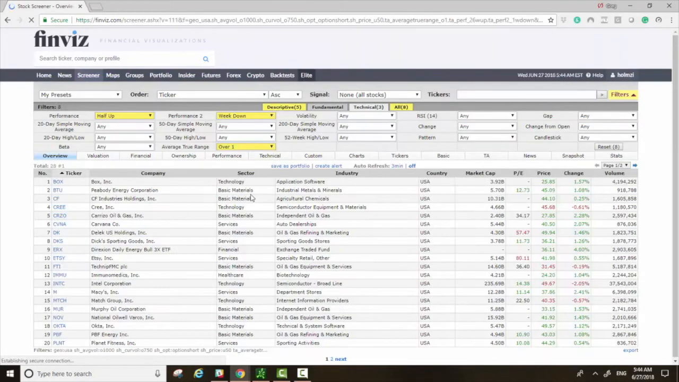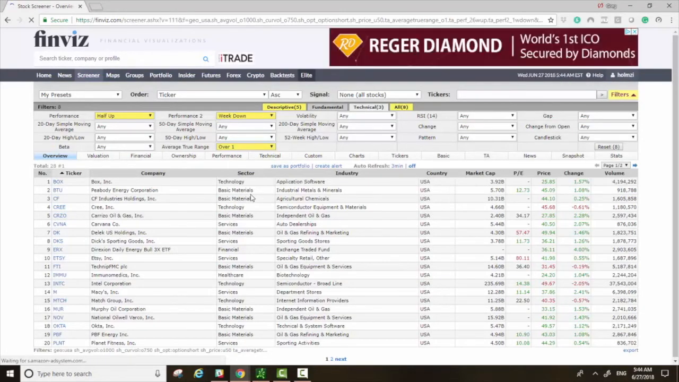Okay, so this means that it's up for the overall year, and yet it's pulling back for at least a few days, and that's really what we're looking for. Okay, if we want a bullish stock, we're going to need it to be a few things.